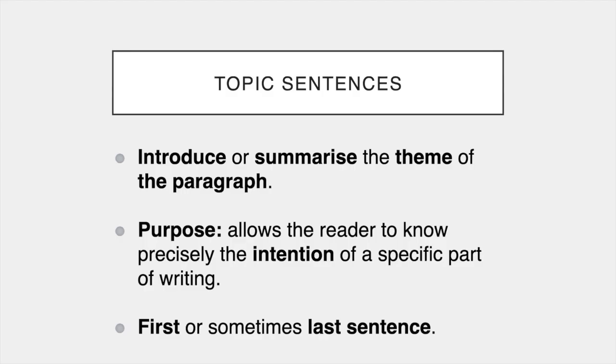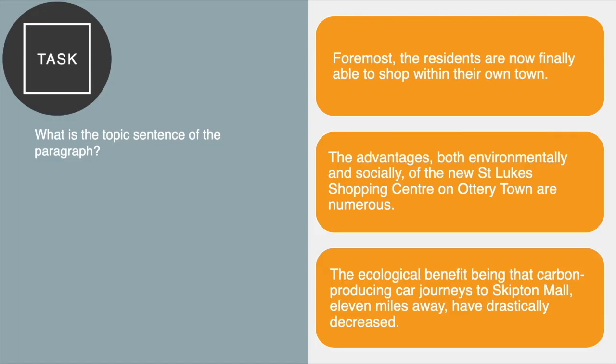Topic sentences. Now, topic sentences introduce or summarize the theme of the paragraph. The purpose is that it allows the reader to know precisely the intention of the specific part of writing. It is usually the first or sometimes the last sentence. But I would say for the CAE exam, always put it at the first, as it is much easier to read that way.